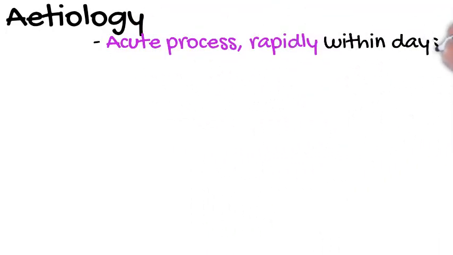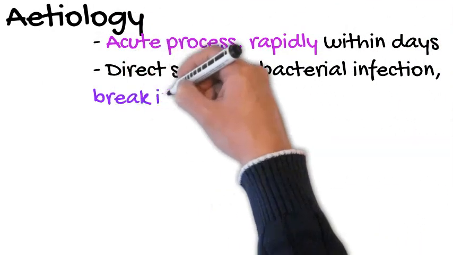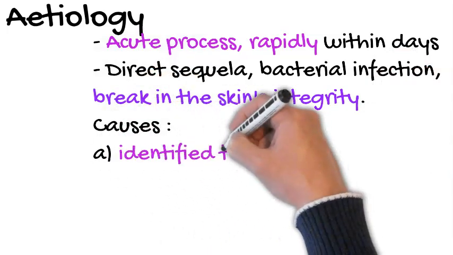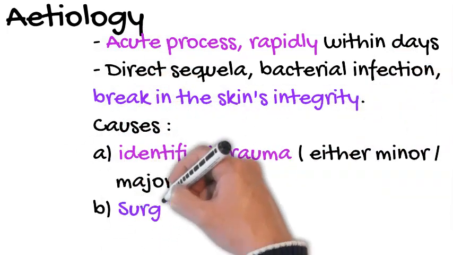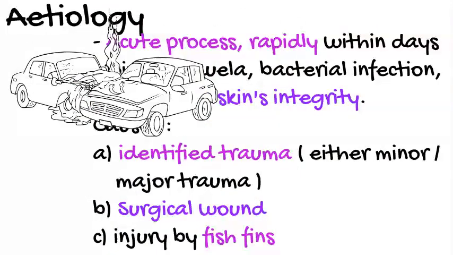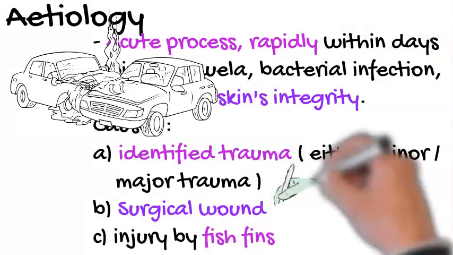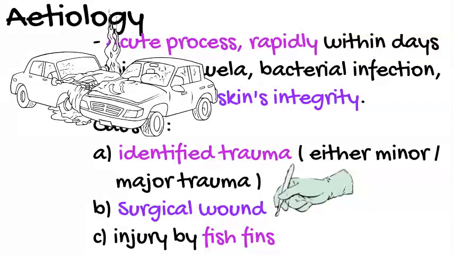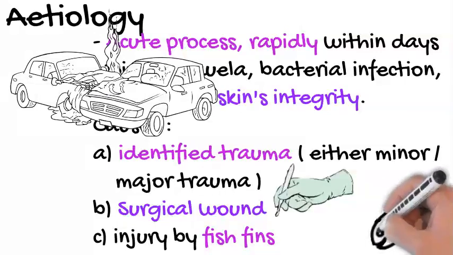Etiology. Necrotizing fasciitis is typically an acute process occurring rapidly within several days. It is a direct sequelae of bacterial infection introduced through a break in the skin integrity. Causes are due to A. Identified trauma, either minor or major trauma. B. Surgical wound. C. Injury by fish fins. The common organisms are marine bacteria, namely Vibrio species, Aeromonas species.